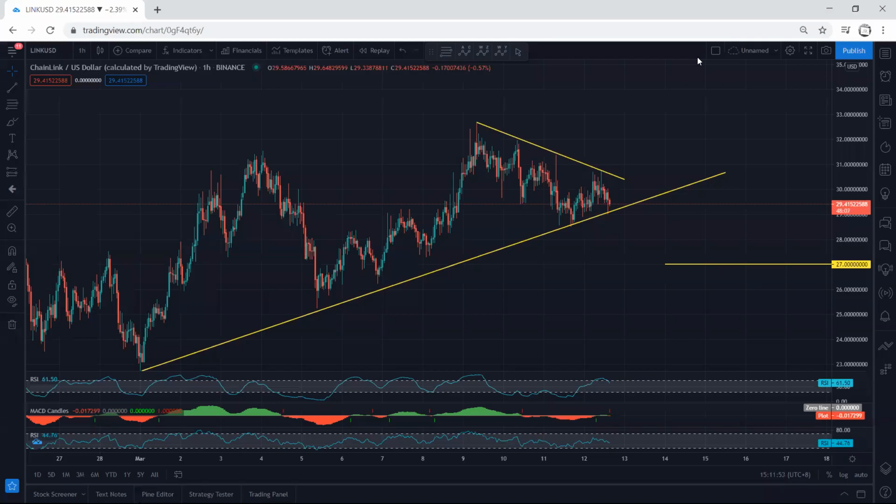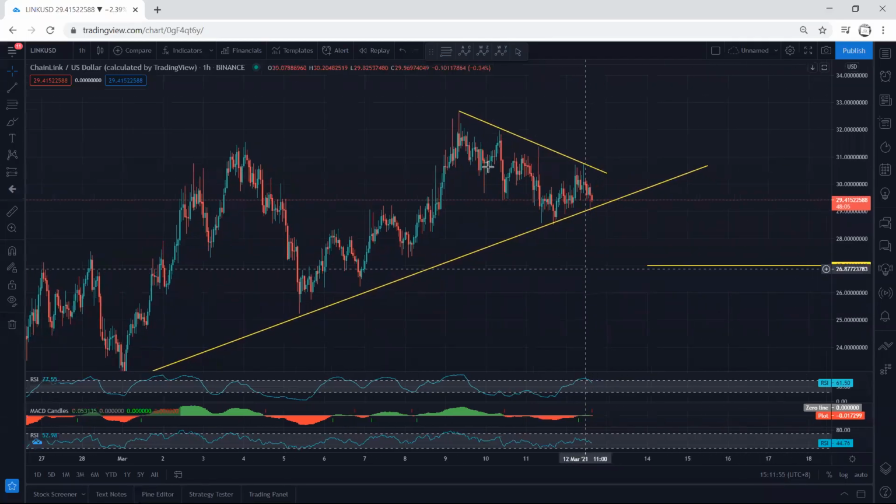Now we start with the 1 hour chart. If we refer to our analysis, we were expecting the price to drop, and now, as we can see, the price almost took the trend line. Now we want to see whether we can look for buy or not.